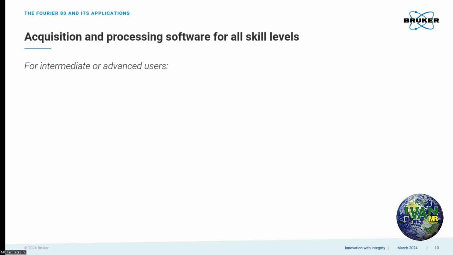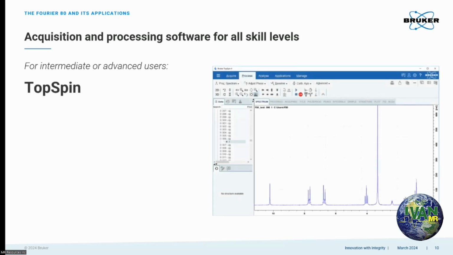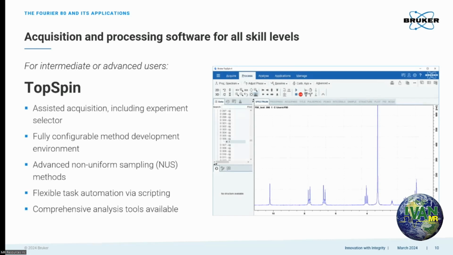So for intermediate and advanced users, which I expect is most of the people in this room, we have something called Topspin. And this, yes, is the full deal, the full package. This is exactly the same software as comes with our high field systems, all the features, assisted acquisition, a fully configurable method development environment, non-uniform sampling methods, flexible task automation, and a huge array of analysis tools available. So with Topspin, you're getting decades of software development for NMR along with your Benchtop system.